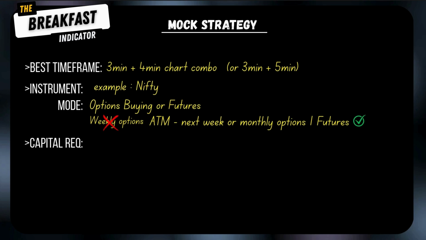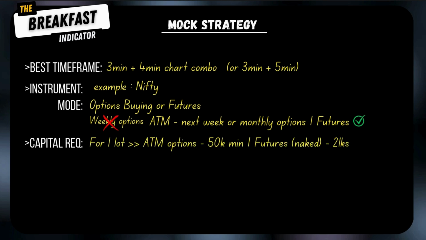Now, what will be the capital I need? So let's take one lot Nifty. For one lot, approximately Nifty or Bank Nifty, both, or any other instrument you want to follow, you have to calculate what is the minimum requirement of at the money monthly option at the start of any month. All right. So for one lot Nifty, at the money monthly option would be around 50,000 on the safe side. That is the capital I need. If I want to do futures, naked futures scalping, that will cost around 2 lakhs margin capital.